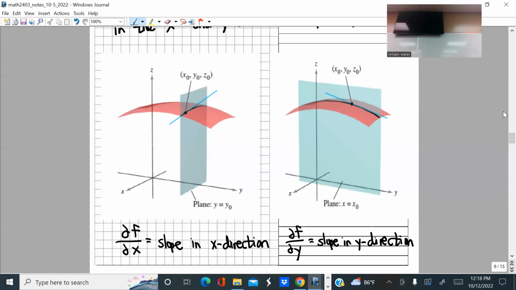But you could intersect this surface with planes that are tilted. They have to be perpendicular to the xy plane. So that would give you a curve again, maybe not parallel to the y-axis, maybe not parallel to the x-axis, but on the surface in some other direction. How do we find the slope in that direction? Let's start with a simpler question that we know how to answer.